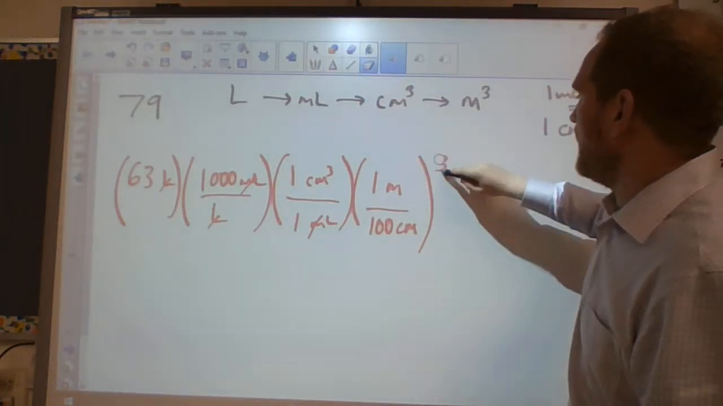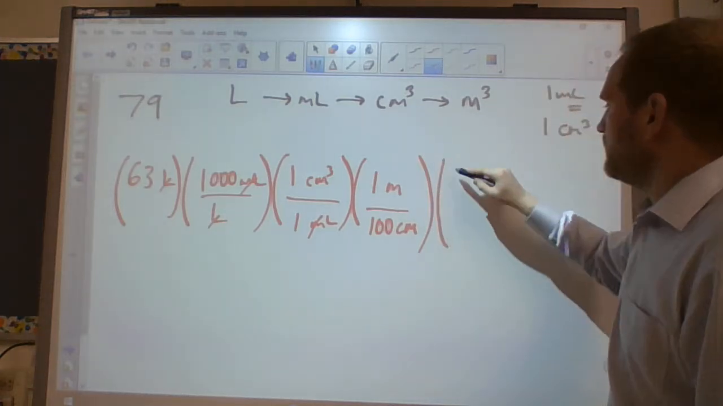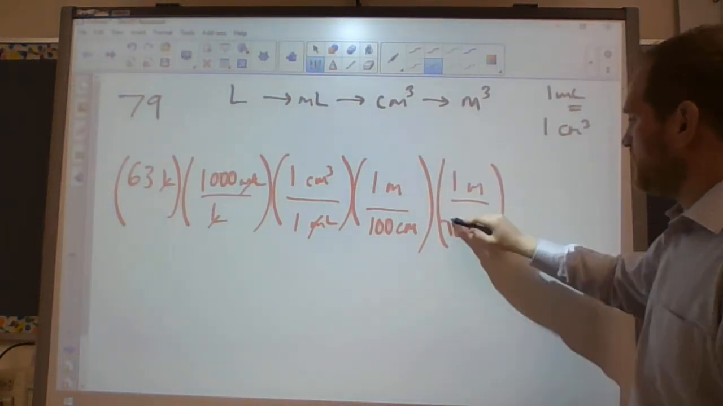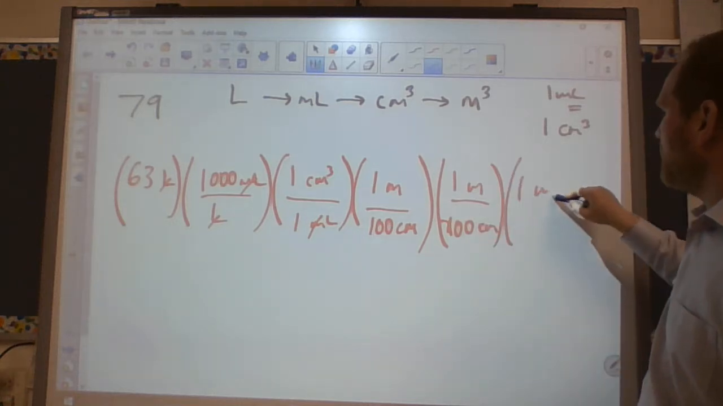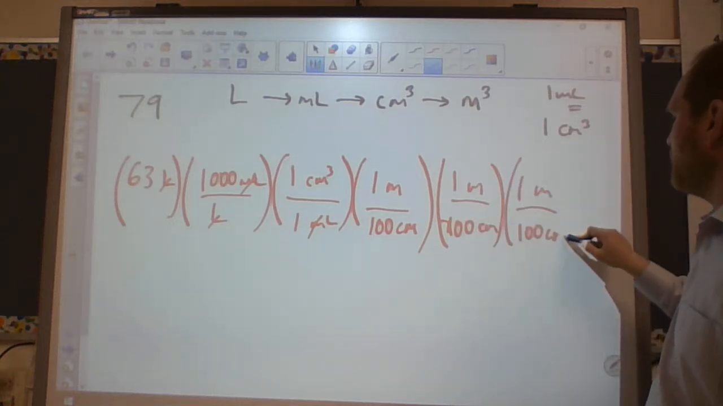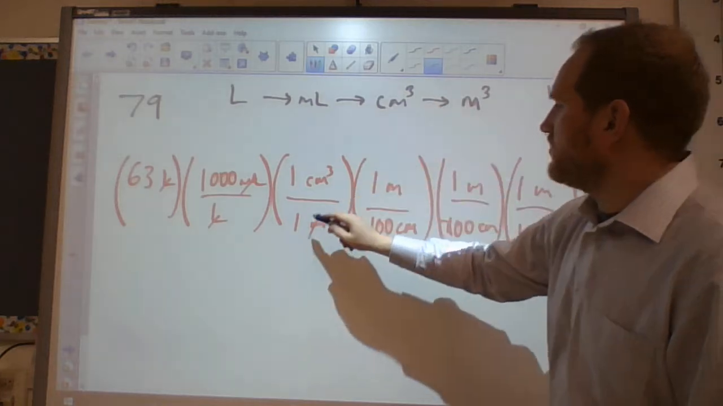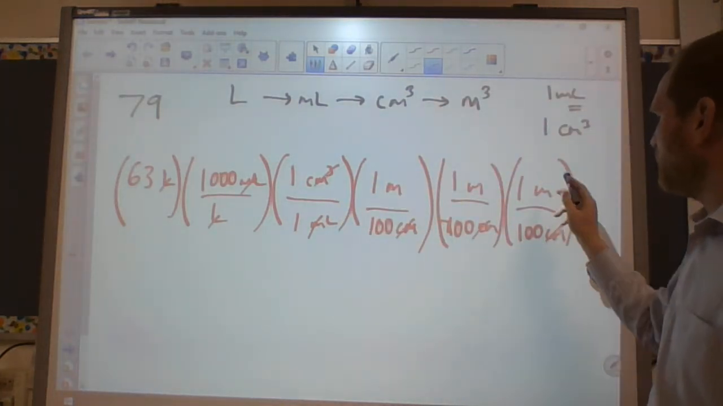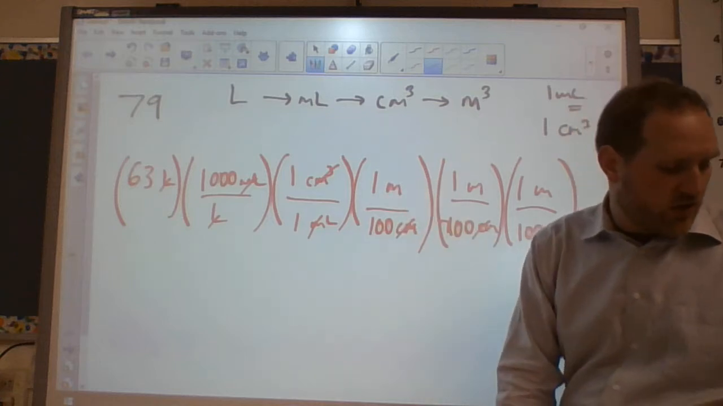Or I usually just do it this way. Repeat it 3 times: 1 meter over 100 centimeters. Okay? If we check our units, centimeter cubed cancels centimeter, centimeter, centimeter. We're left with meter times meter times meter, which is meter cubed.